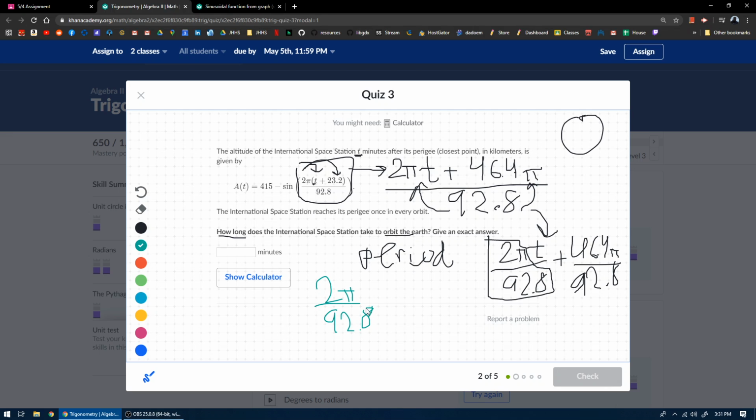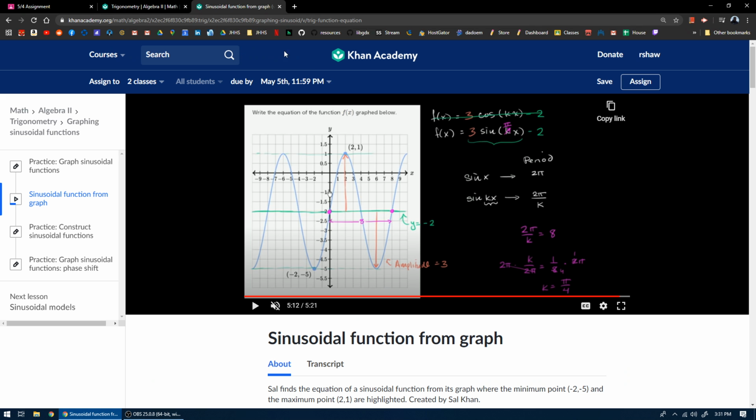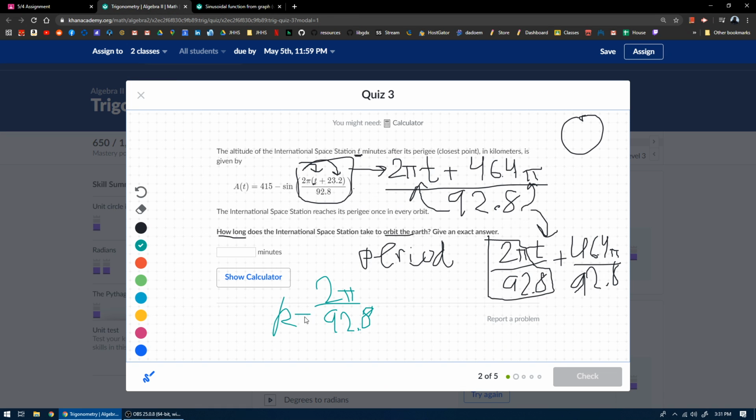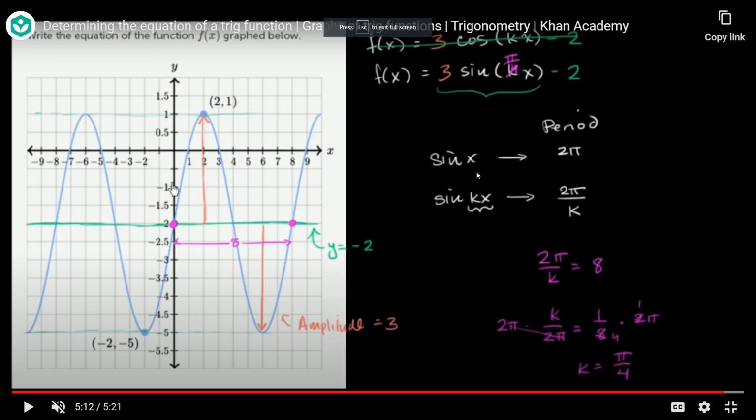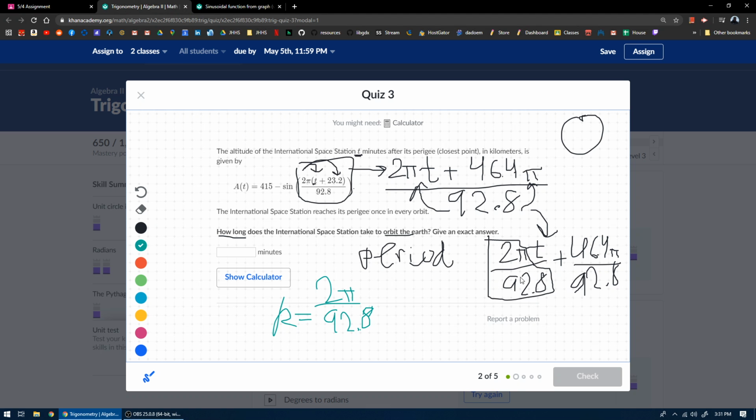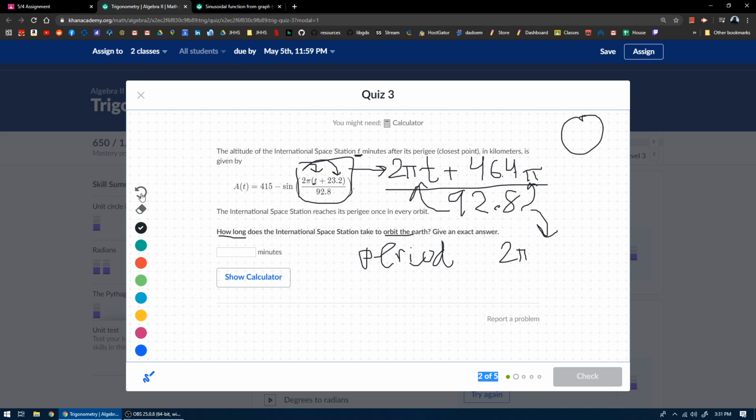So this is what I'm looking at right here. How do we find the period? That's my k, the number in front of the x. The number from the variable is this number right here. So now, what's 2 pi divided by this? Same thing as last time. So I have 2 pi divided by 2 pi over 92.8.